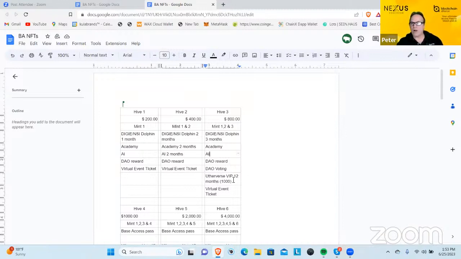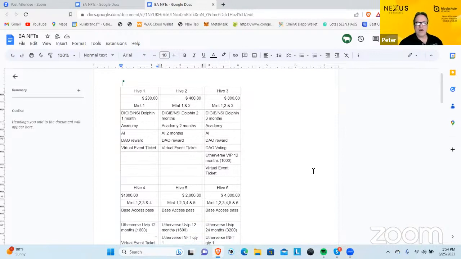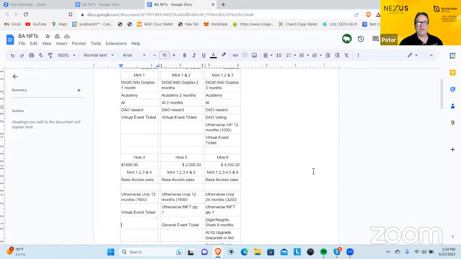That's a 1-year Otherverse that you're getting right there, and you'll get 1,000 UTHEX utility tokens, and you're going to get a virtual event ticket, okay? So that is Tier 3, that's $800. Then we go to Tier 4. Tier 4 is $1,000. You're going to mint NFT 1, 2, 3, and 4. You're going to get the Otherverse UVIP for 12 months with 1,600 utility tokens with it, and a virtual event ticket.